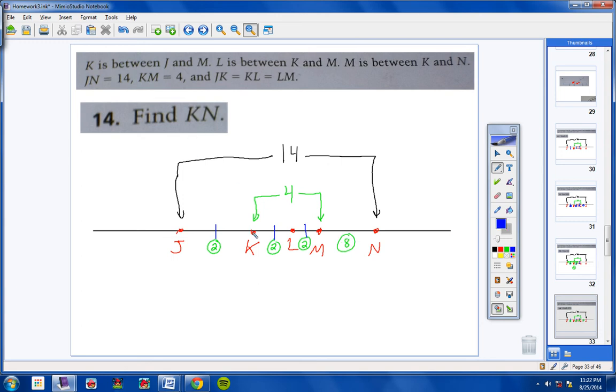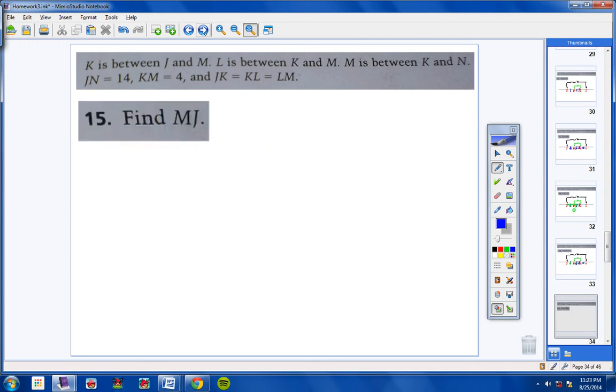So starting from K right here, all the way over to N. So we want this whole distance right here from K to N. So it looks like to me, we're just going to say from K to L is 2, from L to M is 2, from M to N is 8. So 2 plus 2 plus 8 is 12. So the whole length of K to N would be 12. All right, let's take a look at number 15.